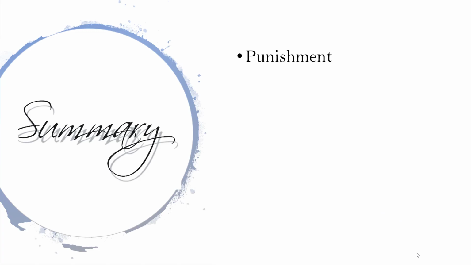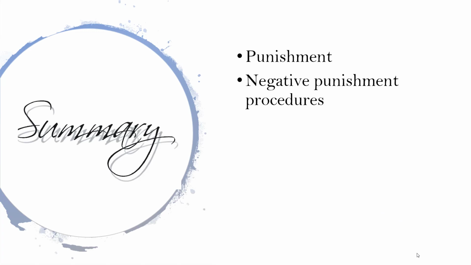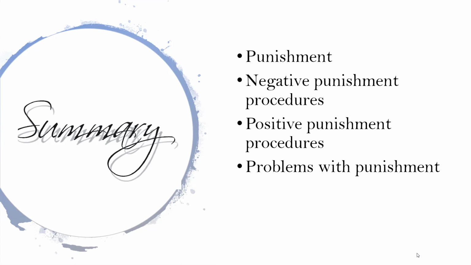Alright guys, so for this video we talked about punishment, the definition of it. We just reviewed it. We talked about negative punishment procedures, so our timeout and response cost. We talked about positive punishment procedures, so overcorrection and aversive stimulation. We talked about problems with punishment. Remember, punishment should be your last resort. So try those reinforcement-based strategies to decrease behavior. Try all those. Try your antecedent manipulations, everything like that before you go to a punishment procedure.